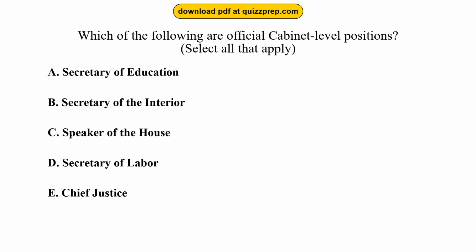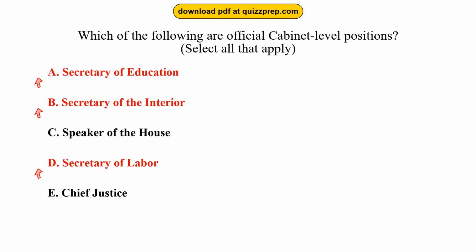Question 76. Which of the following are official cabinet-level positions? Option A. Secretary of Education. Option B. Secretary of the Interior. Option C. Speaker of the House. Option D. Secretary of Labor. Option E. Chief Justice. The correct answers are options A and B and D.